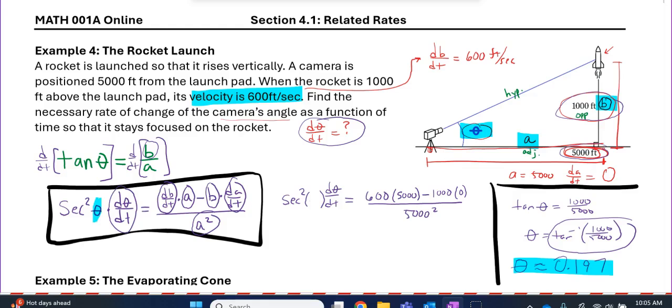So it would be 0.197 goes there. And so now we just have a bunch of evaluation. I'm going to go back to Desmos and type in all of this on the right. I'm going to type in secant squared of 0.197 and get some decimals. Let me pause to do that. Okay, I typed that in. Let's take a look at it.